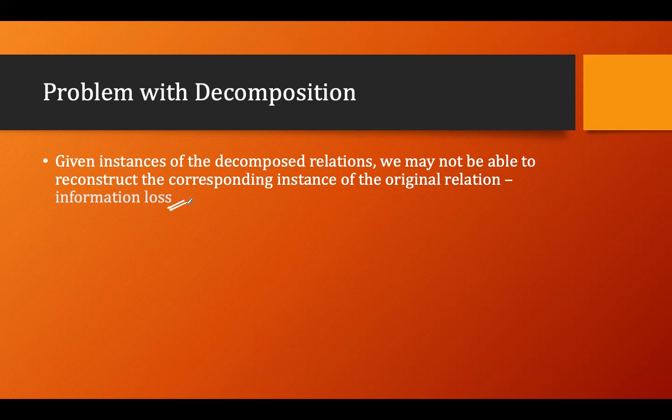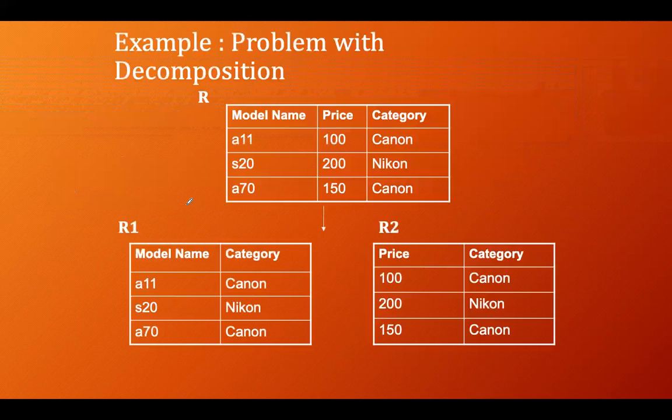To understand that, we'll see one example. Let's say this is the example. Now in this example, we have a relation R, and this particular table is about the camera, in which we have the model number of the camera, the price of the camera, and the category of the camera. In this table we have model name, price, and category, three attributes.